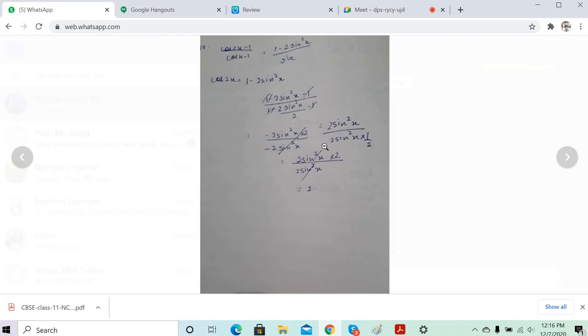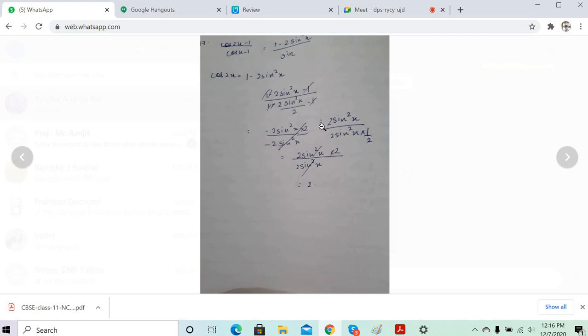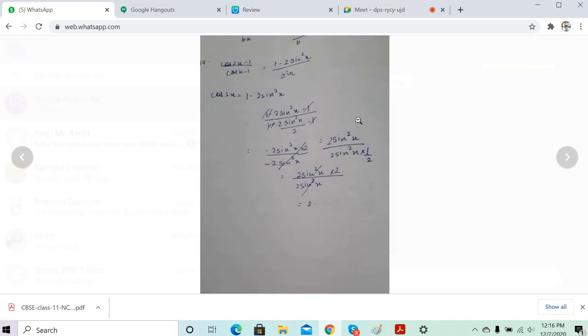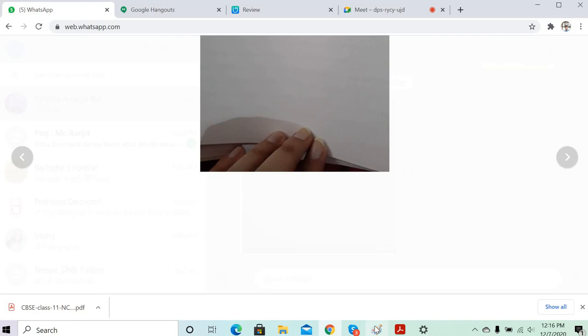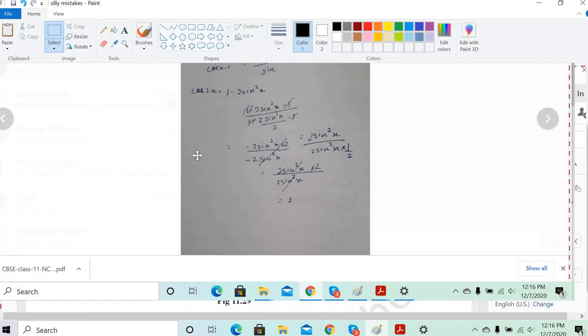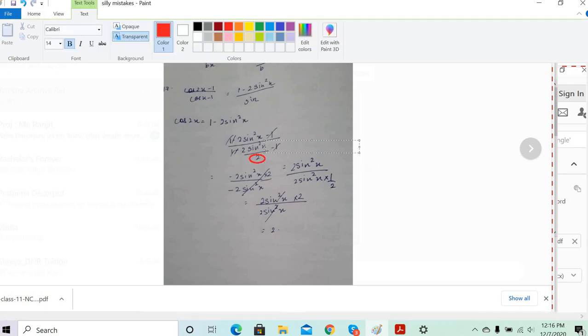Yes, sir. So sine square x by sine square x by 2. Oh, this is not sine square x by 2. This is wrong, Tanisha. This x by 2 is the angle, not sine square x divided by 2. Got it? This 2 is not here. This 2 is basically x by 2 here.